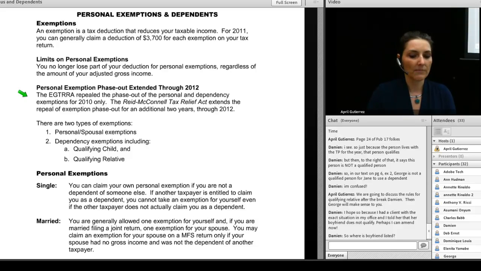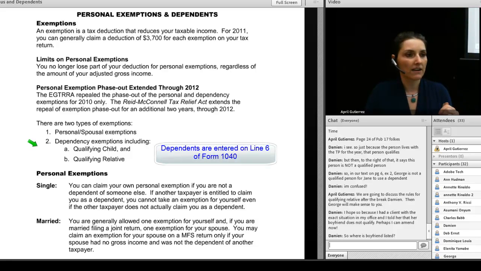Now, there are two types of exemptions. There is the personal spousal exemption, and there is the dependency exemption. And of course, when you're visualizing Form 1040 in your head, there's a point on 1040 where you claim an exemption for yourself. There's a point where you claim an exemption for your spouse. And that's what we're talking about with personal spousal exemptions.